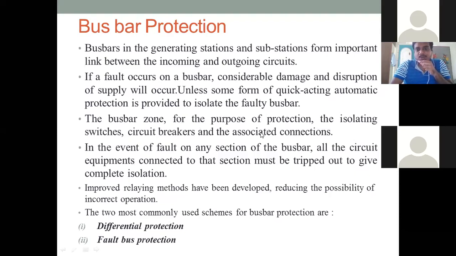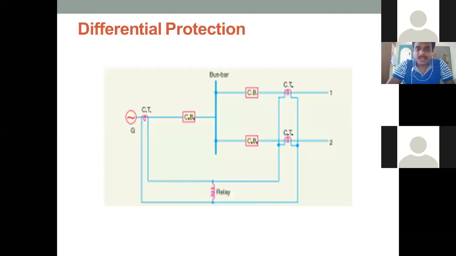For bus bar protection, you will have isolating switches, circuit breakers, and associated connections. Most probably, the protection which is applied for the bus bar is differential protection and fault bus protection. The first thing we are going to see is differential protection. You already know differential protection at the transformer side and for alternators. Both the sides you have studied what the differential connection is.